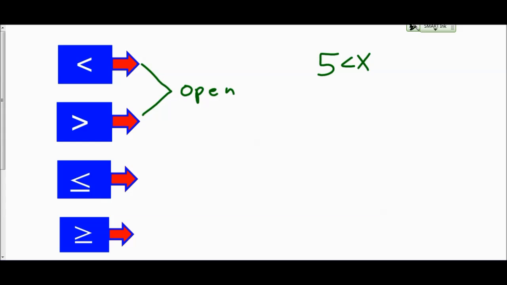Now, these two, less than or equal to and greater than or equal to, well, these are closed circles. So for example, if I had 5 is less than or equal to x, 5 would be a solution. I could write down 5 is less than or equal to 5, and no one would look at me like I'm crazy. Well, maybe if it's one of my students. So we know these two give us open, these two give us closed.